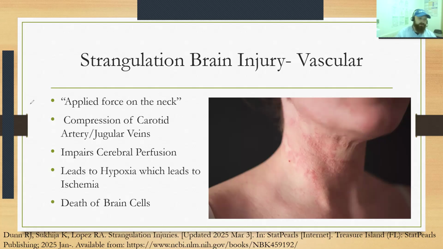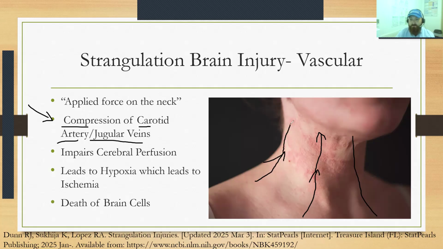And what we see with strangulation is compression of the carotid artery and the jugular veins. The carotid arteries are right about here, and they run up and provide the brain with blood flow, and they are quite close to the windpipe or the trachea. And also, we see the jugular veins, which are over here, slightly more to the lateral side. So JV for jugular veins, CA for carotid artery. So this is about anatomy. This is another good anatomy discussion about what provides blood flow to and from the brain.